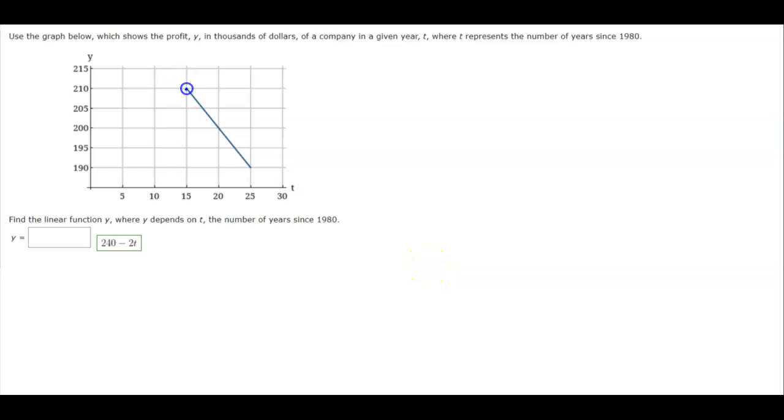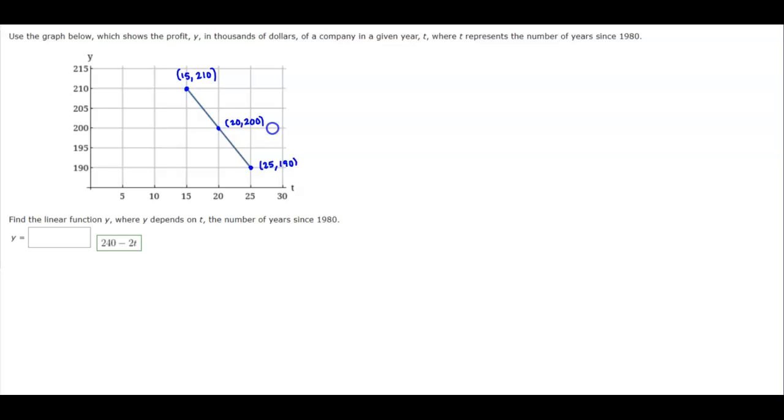So, first thing we need to do is look at the line here. There's a few ordered pairs that we can take a look at. There's one ordered pair, which represents 15 and 210. So that means this represents 15 years since 1980, and there's 210 thousands of dollars. Okay, we also have another ordered pair that we can recognize easily. That's 20 and then 200. And then we have another ordered pair, which is at 25 and then 190.